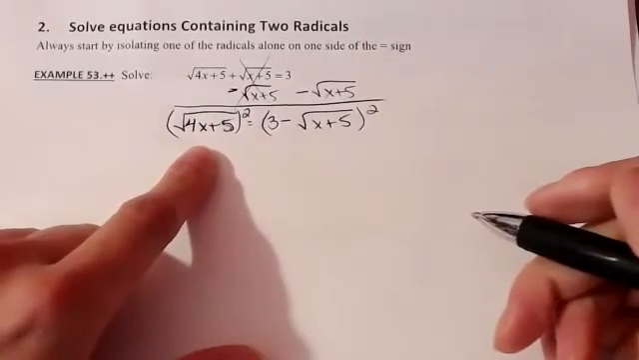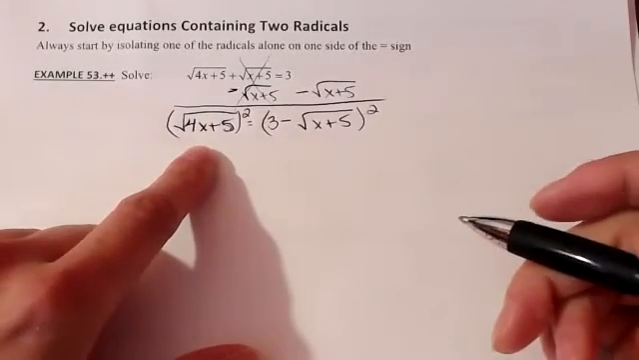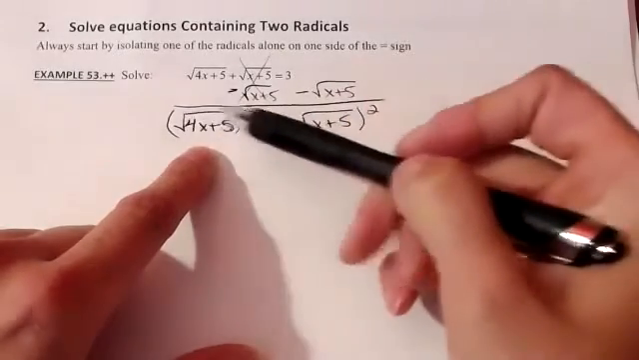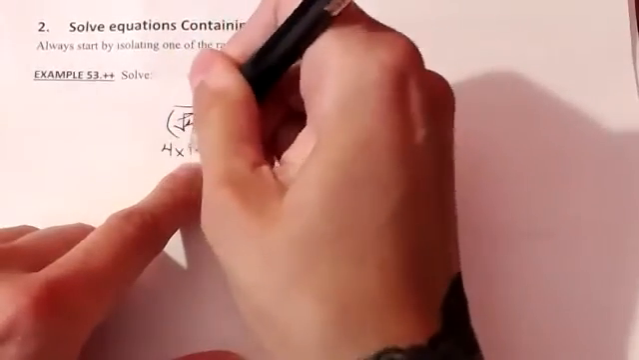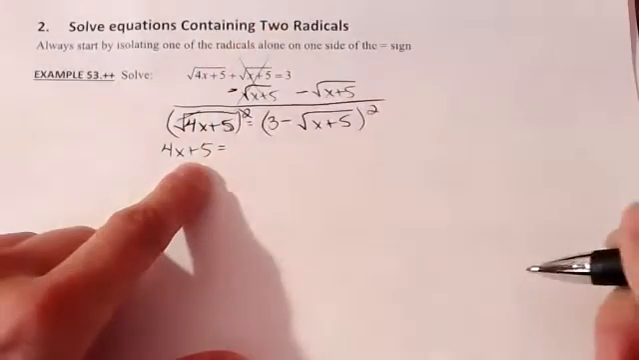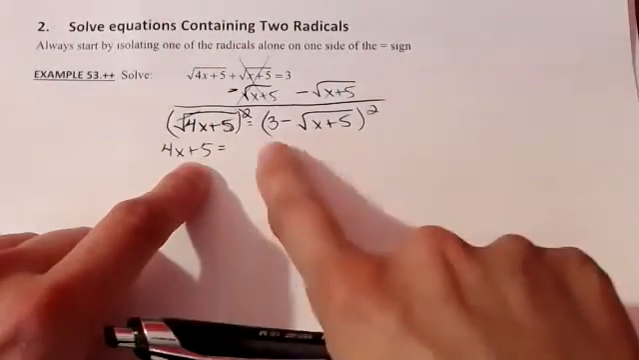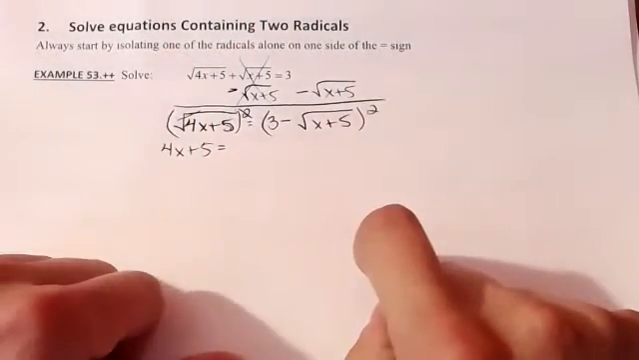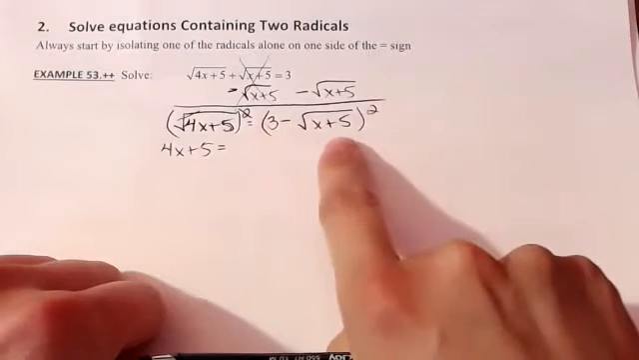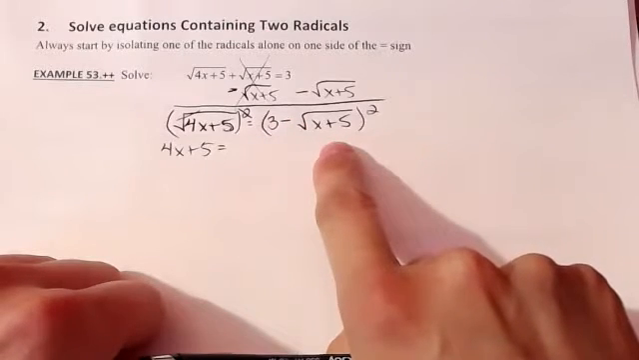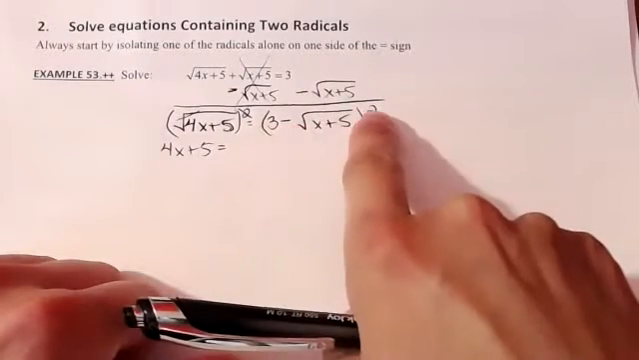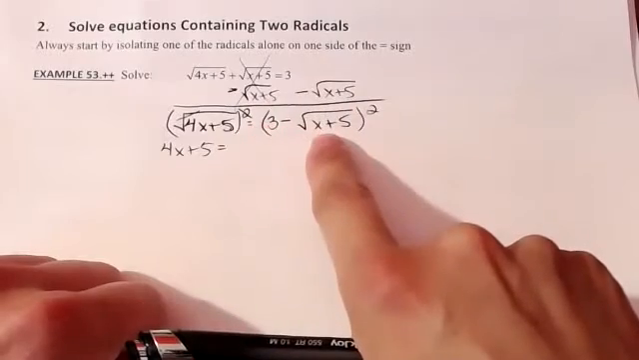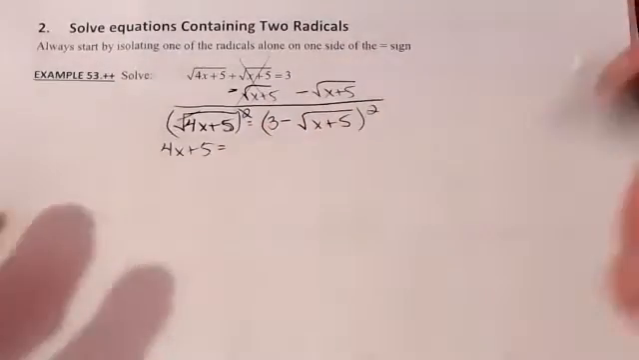Notice here, this one's not a big deal. The square root of 4x plus 5 squared, because the square root is over the entire expression, the square root and the square cancel each other out, and that leaves you with just the 4x plus 5. What's very interesting is what's happening over here. In my parentheses I actually have a binomial. So I'm squaring a binomial, which means, guess what? I've got to write it out twice. All right, check this out.